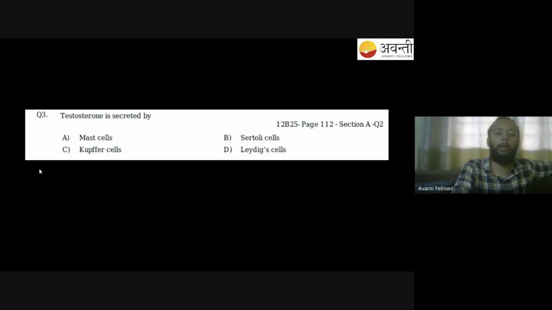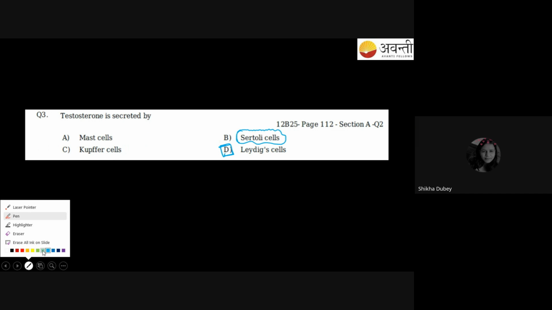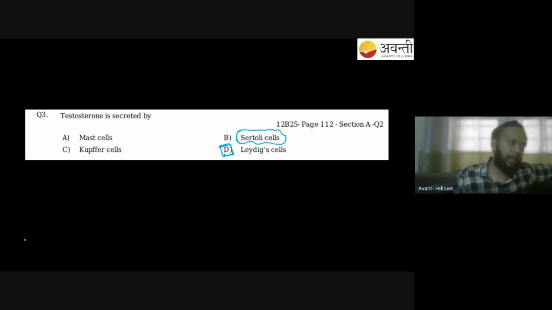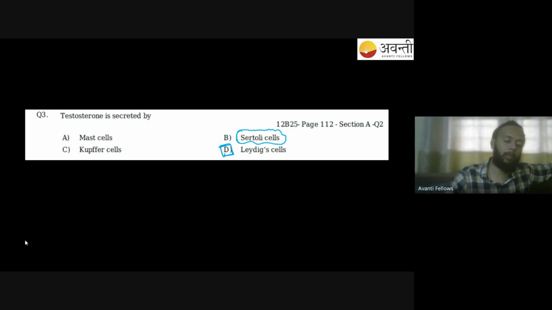Testosterone is secreted by. Shikha, बताओ क्या होगा इसका आंसर? Sir, option D. शिखा, अब आपको थोड़ा डिटेल में बताना पड़ेगा कि आपके सर्टोली सेल कहाँ मिलते हैं. शिखा, सर्टोली सेल कहाँ मिलेंगे हमें? Sir, inside seminiferous tubules. Right, and what are they known for? Nourishment of sperm. Very good. That is what they are known for.